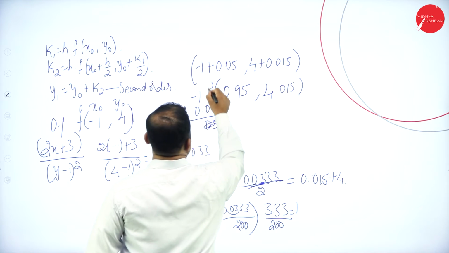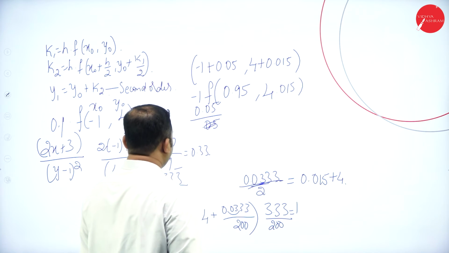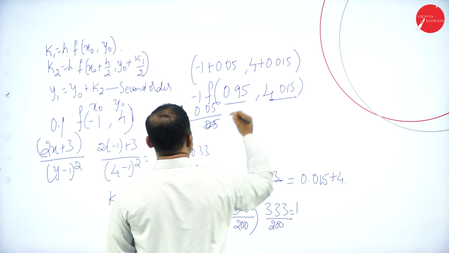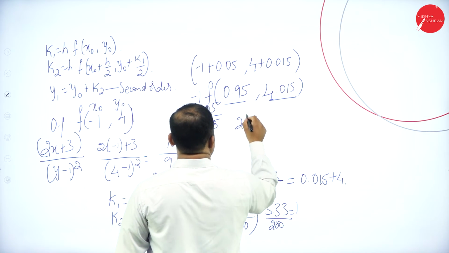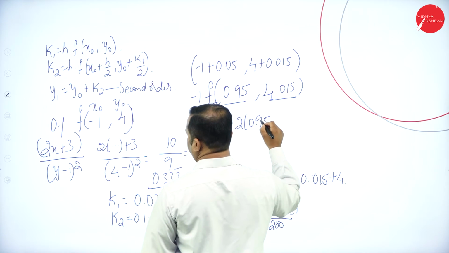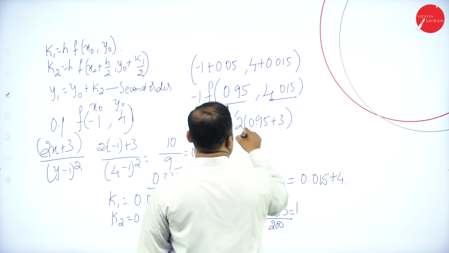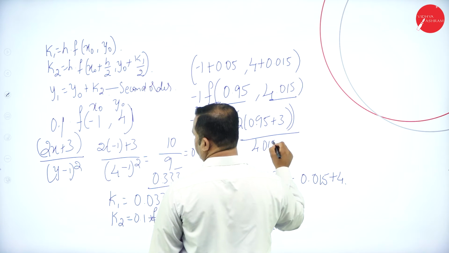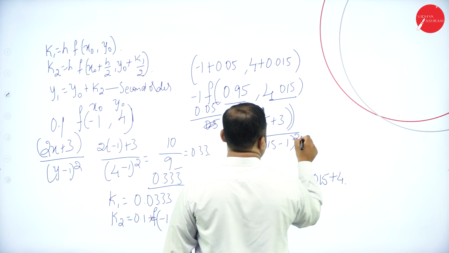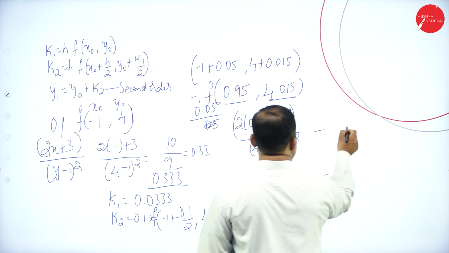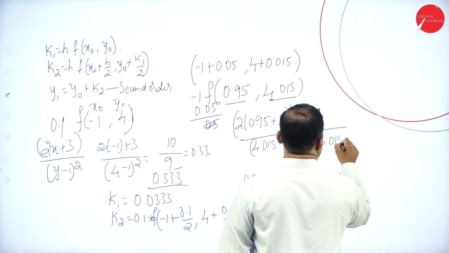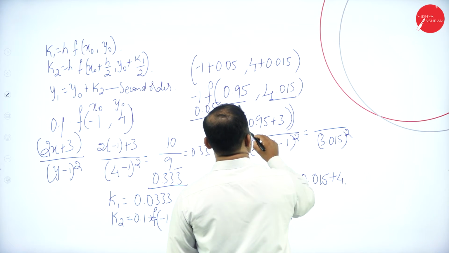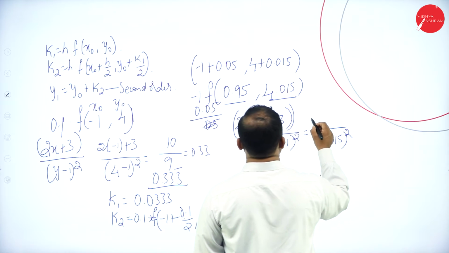4.015. Let me take the function of this. If I substitute these into x and y, we will get the value of k2, that is 2 into 0.95 plus 3 divided by y, that is 4.015 minus 1 whole square. You will get the value equal to 3.015 whole square.